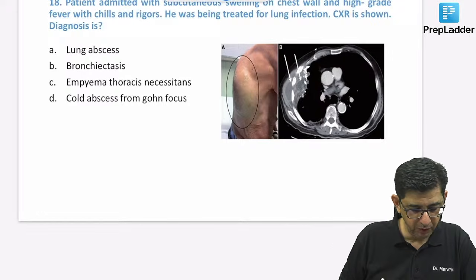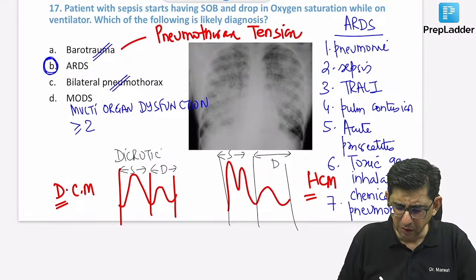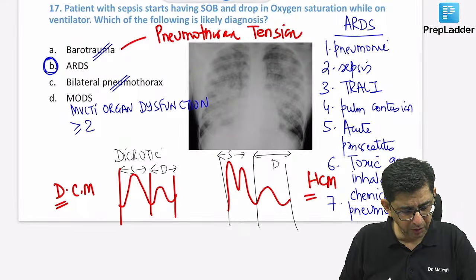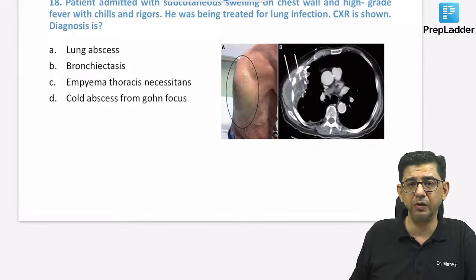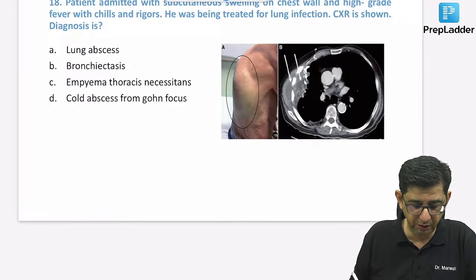FEV1/FVC ratio नहीं दिया तो difference कैसे होगा किसमें? FEV1/FVC ratio आपको क्यों चाहिए? FEV1/FVC ratio क्यों चाहिए होगा for differences between these? FEV1 is for obstructive and restrictive lung disease, ना?